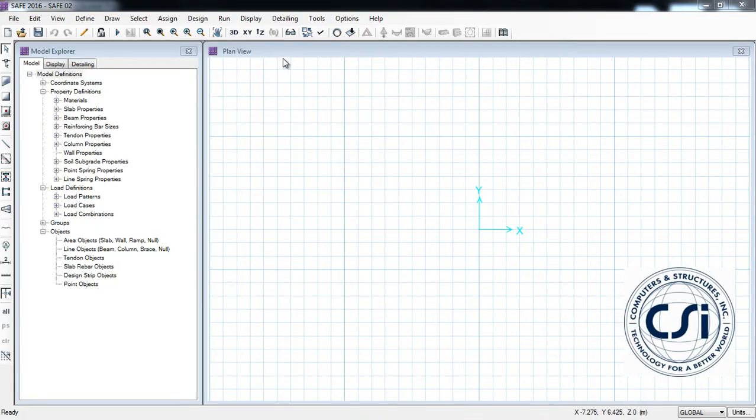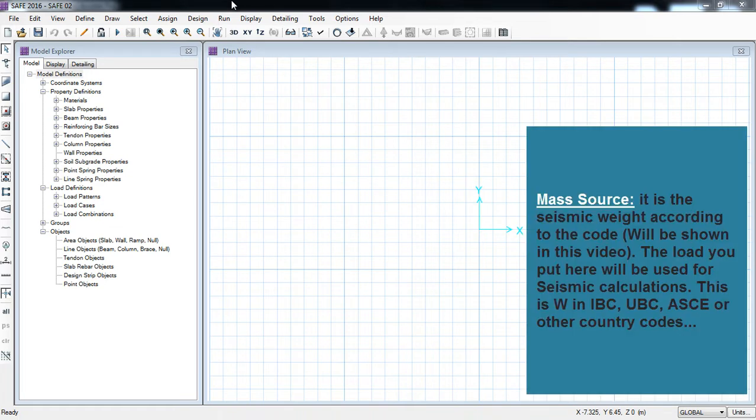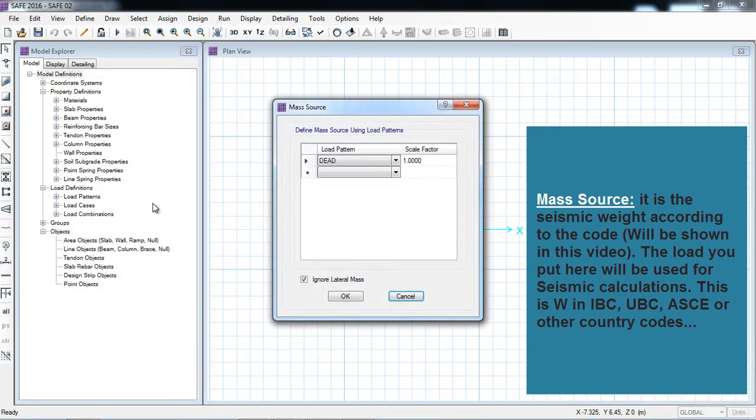In this lecture, I will discuss the mass source. Mass source is a mass which is used in the analysis of lateral forces in the analysis of seismic design. So for that, I will go to Define, Mass Source. Here are the mass source options.